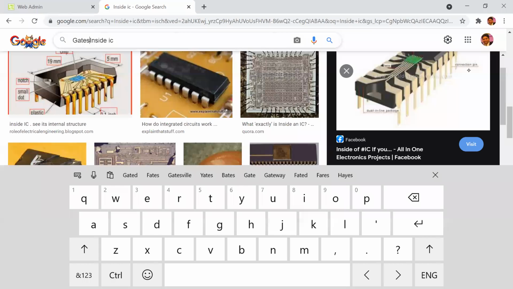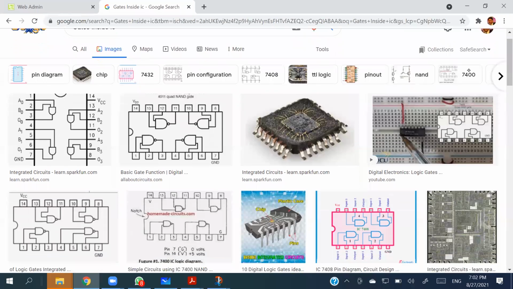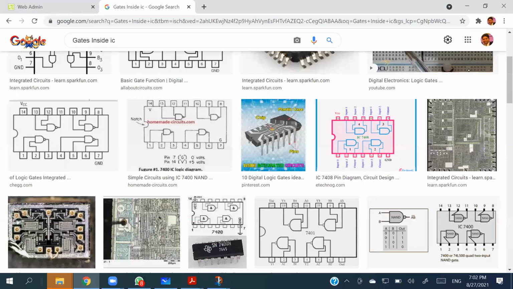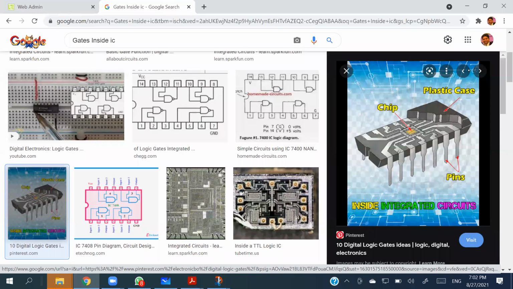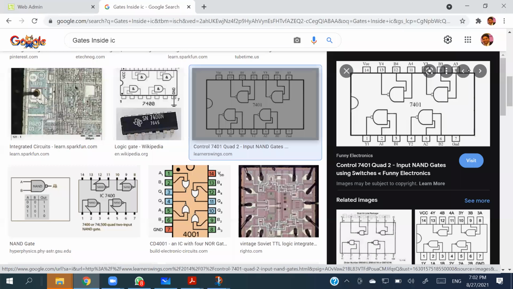If we search for gates inside an IC, you asked about the gates inside that IC. You can see the gates in a wire diagram. If you take the inside of an IC, we can't really recognize whether there is a gate there. It is just the pins connected to each other and there is the chip. Inside this chip, they are doing the functions which are done by several gates. Is that clear, people?